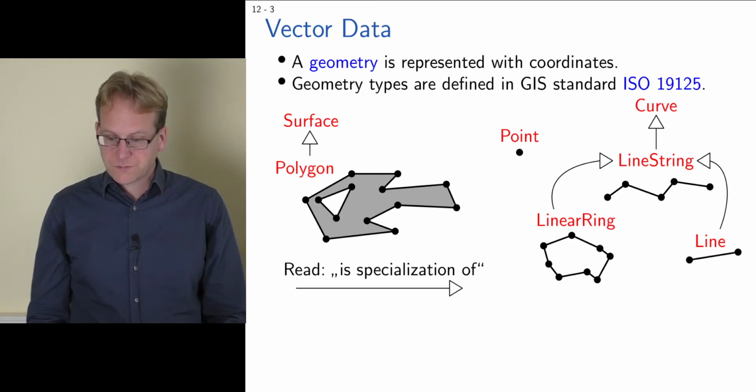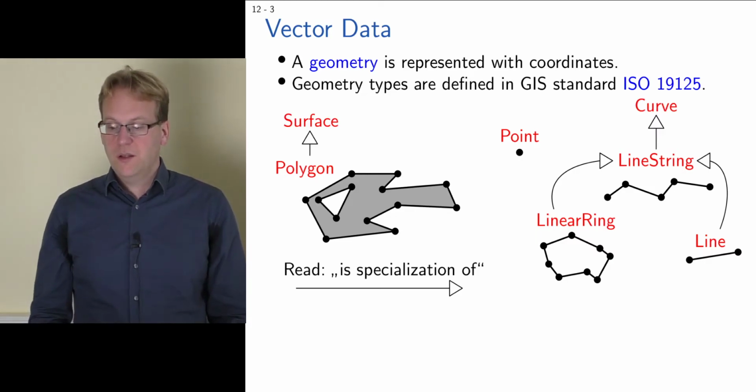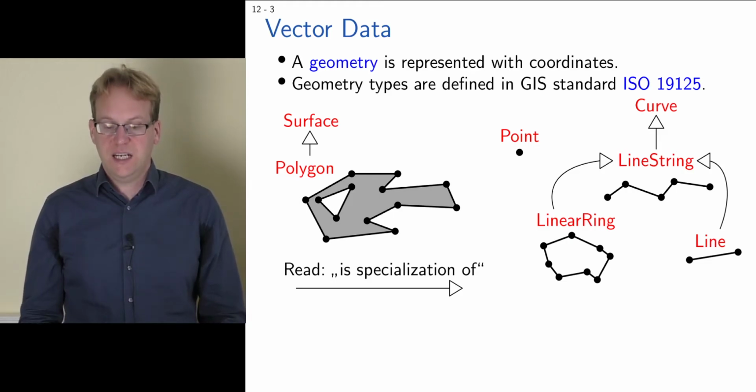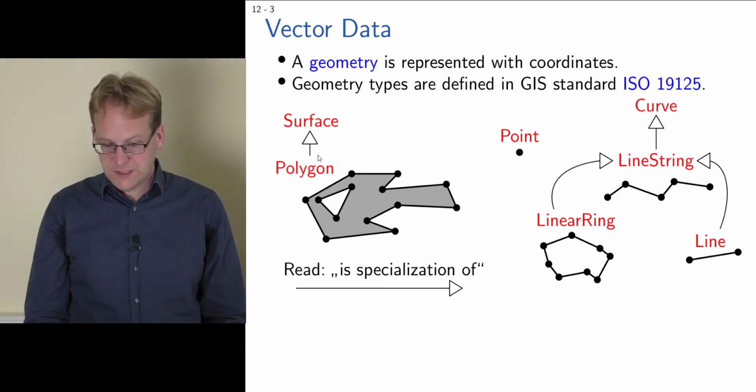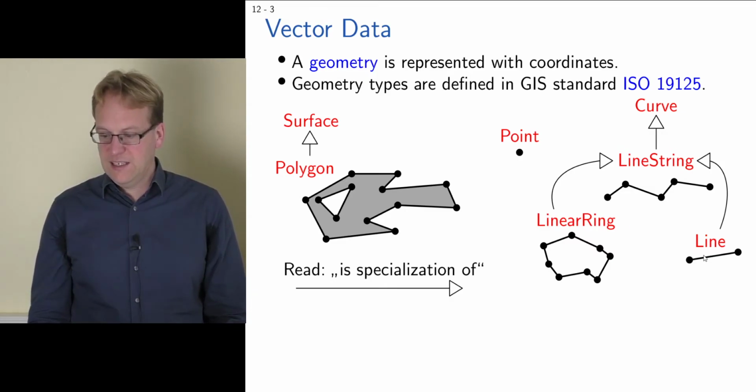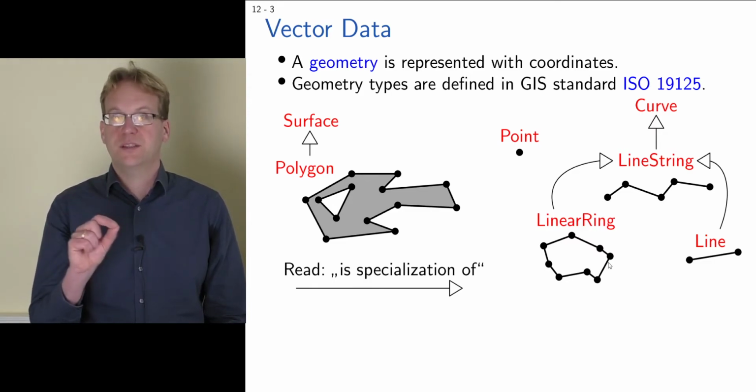Well, then we have basically a class hierarchy here represented with these arrows. So you can see that, well, a line is somehow a special kind of line string. It's a specialization of line string, because a line is just the special line string which has only 2 points or 2 vertices. And on the other hand, a linear ring is a special type of line string, namely one that is closed, where the first and the last point are the same.